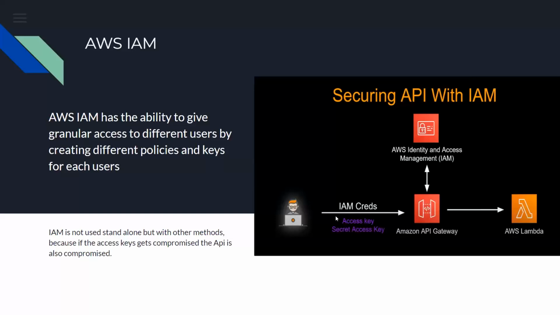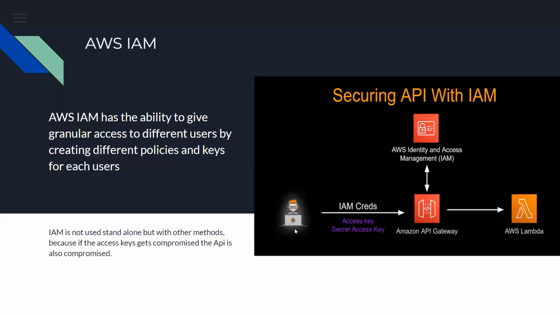AWS IAM leverages the use of, let's say, access keys to access the API. How does this work? The user would have created an account with AWS Identity and Access Management, which is the IAM. And this IAM, before a user can access the Amazon API gateway, would have provided a token and a security access key, which are the IAM credentials.